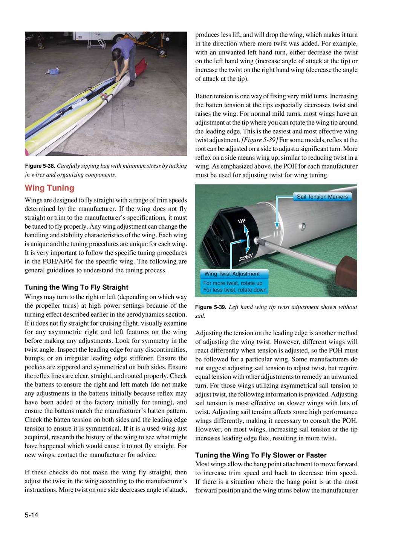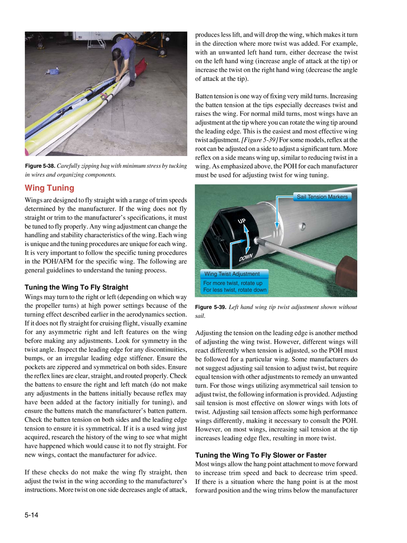Batten tension is one way of fixing very mild turns. Increasing the batten tension at the tips especially decreases twist and raises the wing. For normal mild turns, most wings have an adjustment at the tip where you can rotate the wingtip around the leading edge. This is the easiest and most effective wing twist adjustment. Figure 539. For some models, reflex at the root can be adjusted on a side to adjust a significant turn. More reflex on a side means wing up, similar to reducing twist in a wing. As emphasized above, the PO for each manufacturer must be used for adjusting twist for wing tuning.